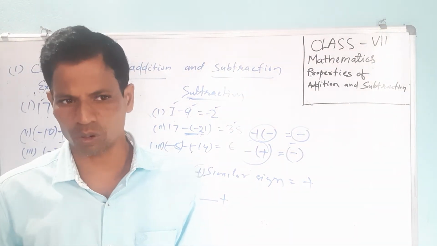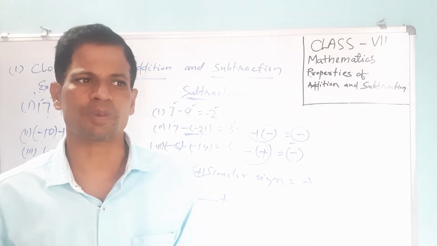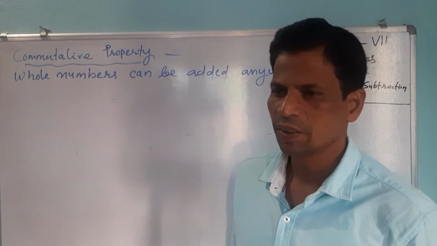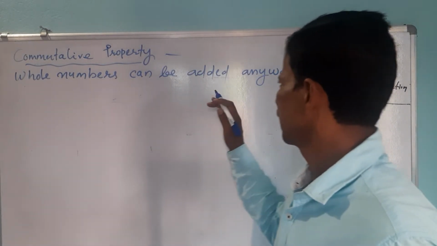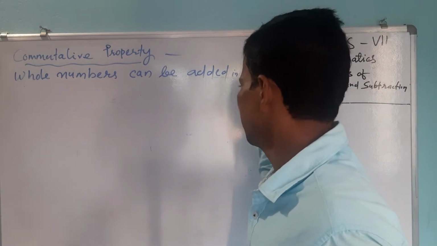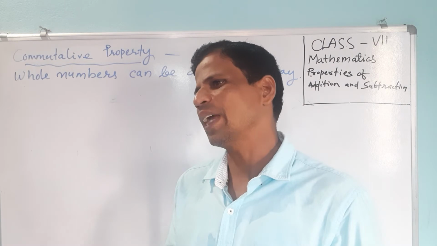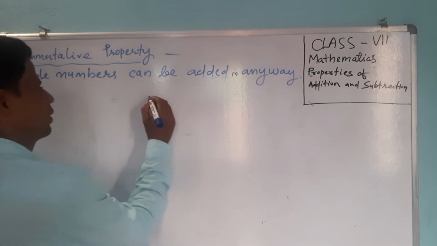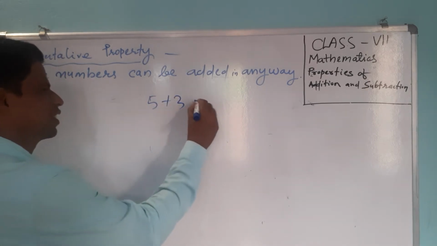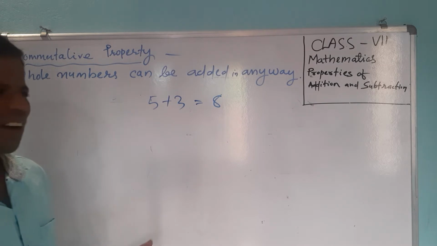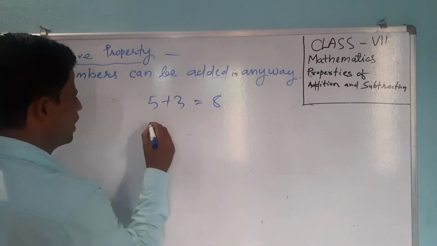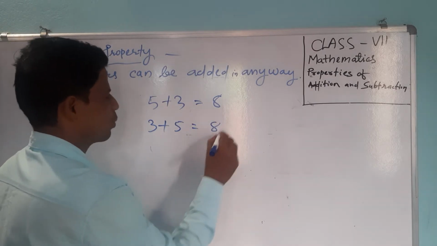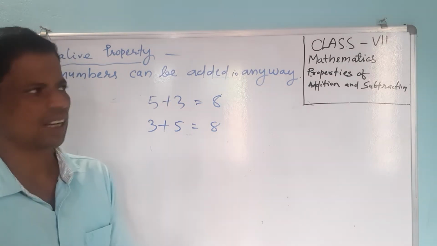Now come to the next rule, the next principle, that is the commutative principle. In commutative properties, whole numbers can be added in any order. How? Suppose I add 5 plus 3, the result is 8. Now I change my mind and write first 3, then 5, and the result is 8. So in both cases the results are the same.